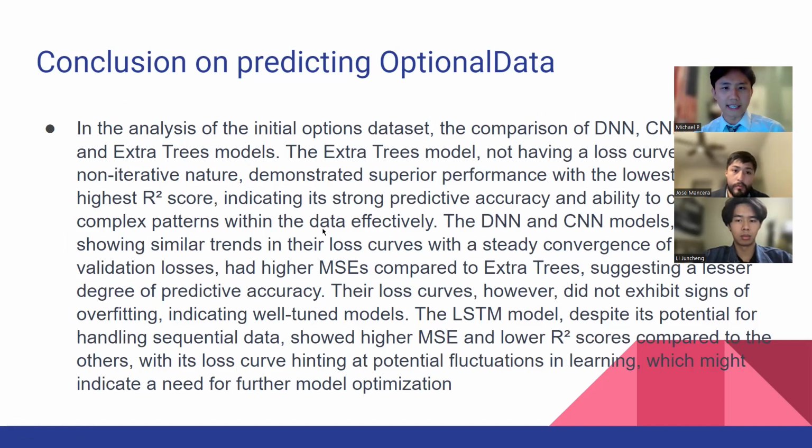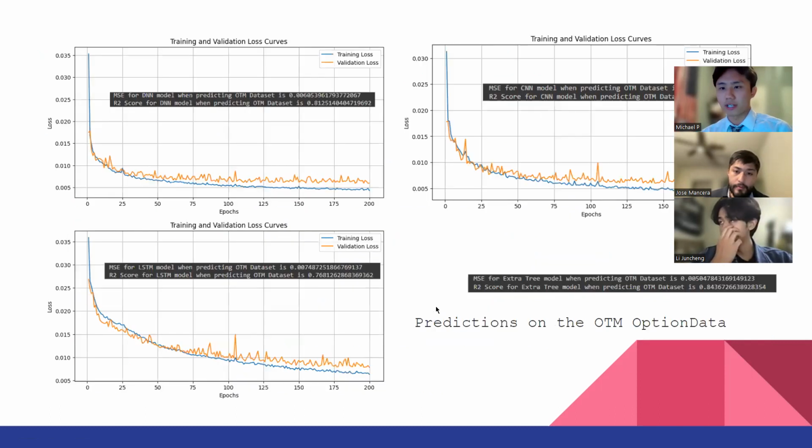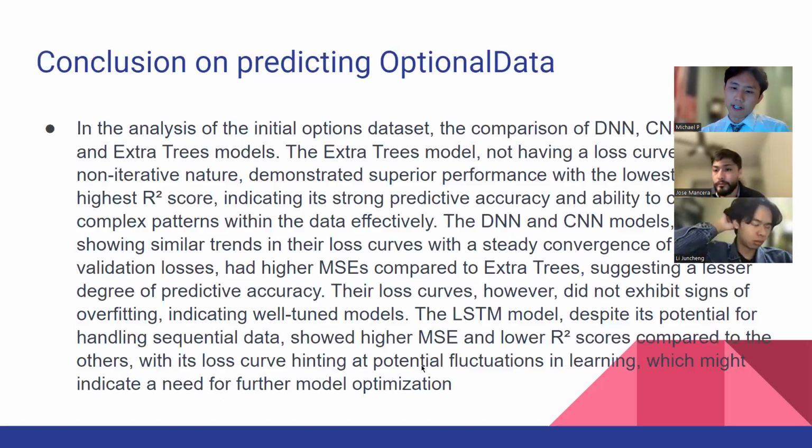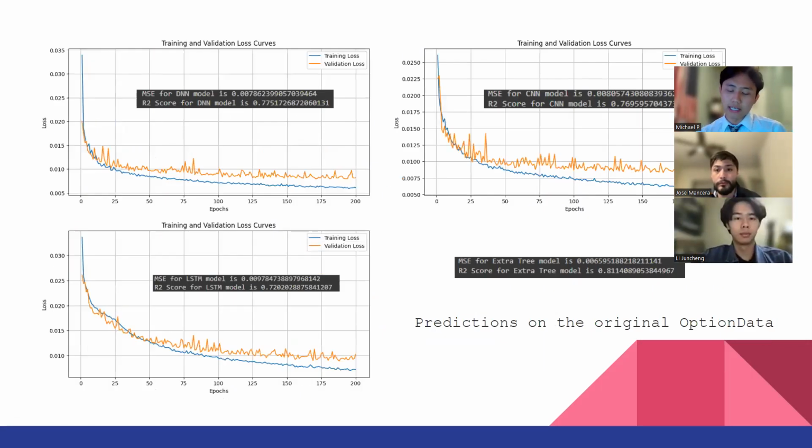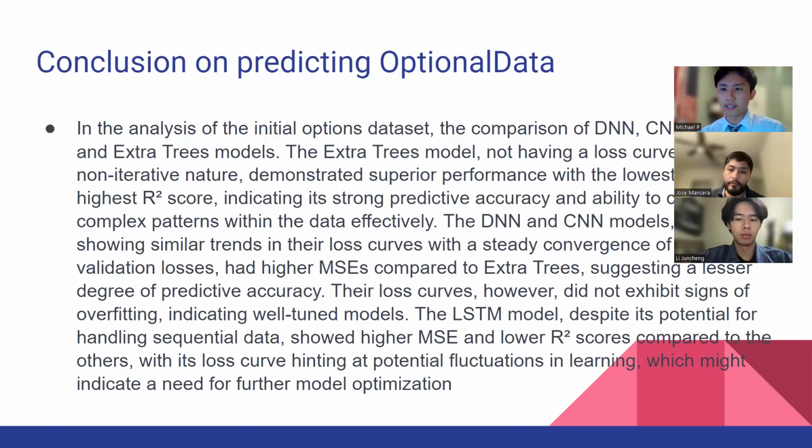Compare our DNN and CNN. Extra tree didn't have much of the loss curve and nature, but DNN has a higher score, of course. We're going to get back to these conclusions once we finish the whole data set. And then we have another prediction. The first graphic we're looking at is the original data set. This is the whole data set we're doing this prediction on.